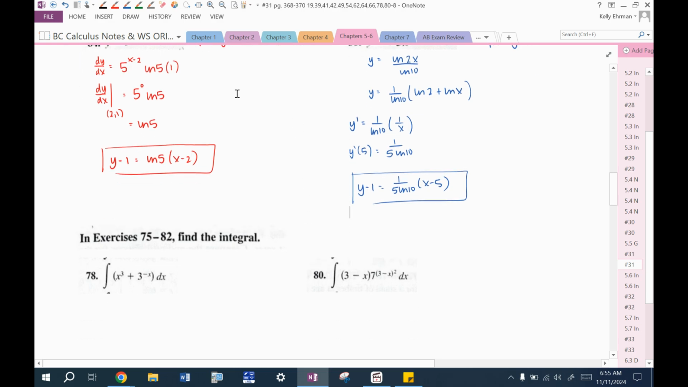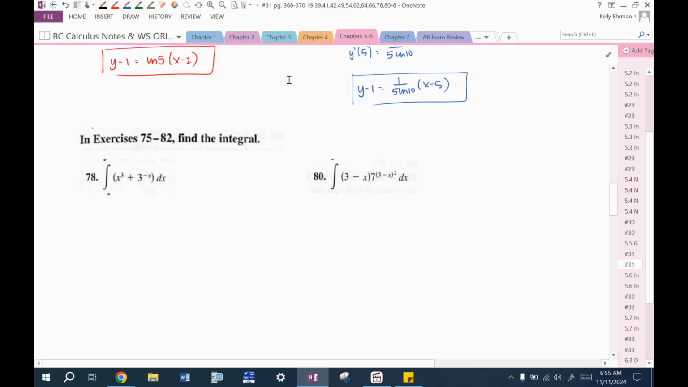So that was all derivatives. Now we're switching over to integrals. So find the integral. Remember, it's best to split these into separate terms. You don't have to do it this way, but if you get confused, especially when u sub is involved, it's a good idea to split things up. Split up your terms.